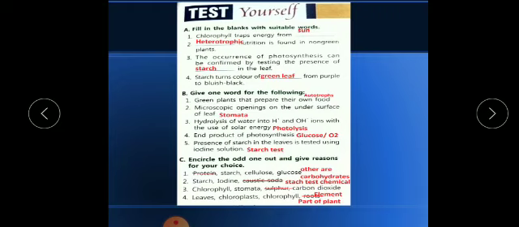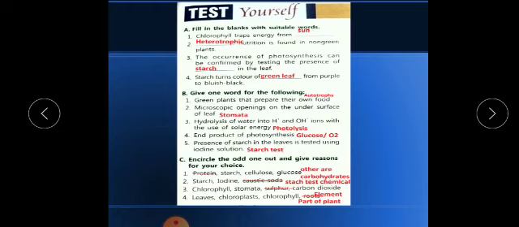Now B part is give one word for the following. So first one is green plants that prepare their own food. So one word you have to give as answer. Green plants that prepare their own food are called autotrophs. Second one is microscopic opening on the undersurface of the leaf is stomata. Stomata are present on the undersurface of a leaf in higher number. Now third one is hydrolysis of water into hydrogen ion and hydroxyl ion, H positive and OH negative ions, with the use of solar energy is called photolysis.